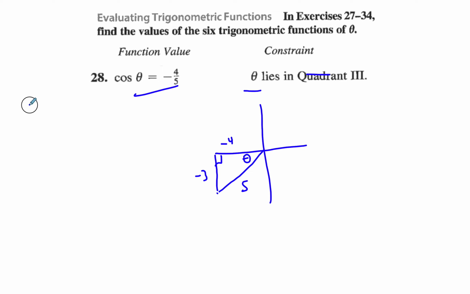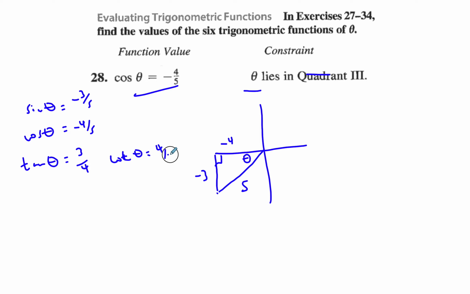So now what we can do is just find the sine. We already know the cosine, tangent, and then do a bunch of reciprocals, right? So this would be negative 3/5, negative 4/5, and then 3/4, and then the cotangent, of course, would be 4/3. The secant would be negative 5/4, and the cosecant would be negative 5/3.